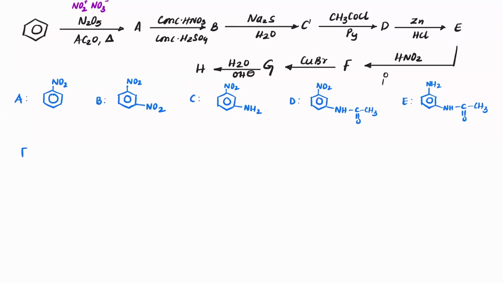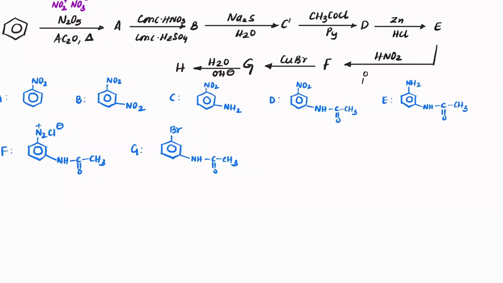F is about reaction with HNO2. HNO2 reaction will give you diazonium salt, N2 plus and Cl minus. Here NH, C double bond O, CH3 is still present as the same thing. And then G is about diazonium salt converting into bromine here using Sandmeyer reaction. I'm sure you guys can recall that. It is Sandmeyer's reaction. We studied it in alkyl halides, aryl halides.